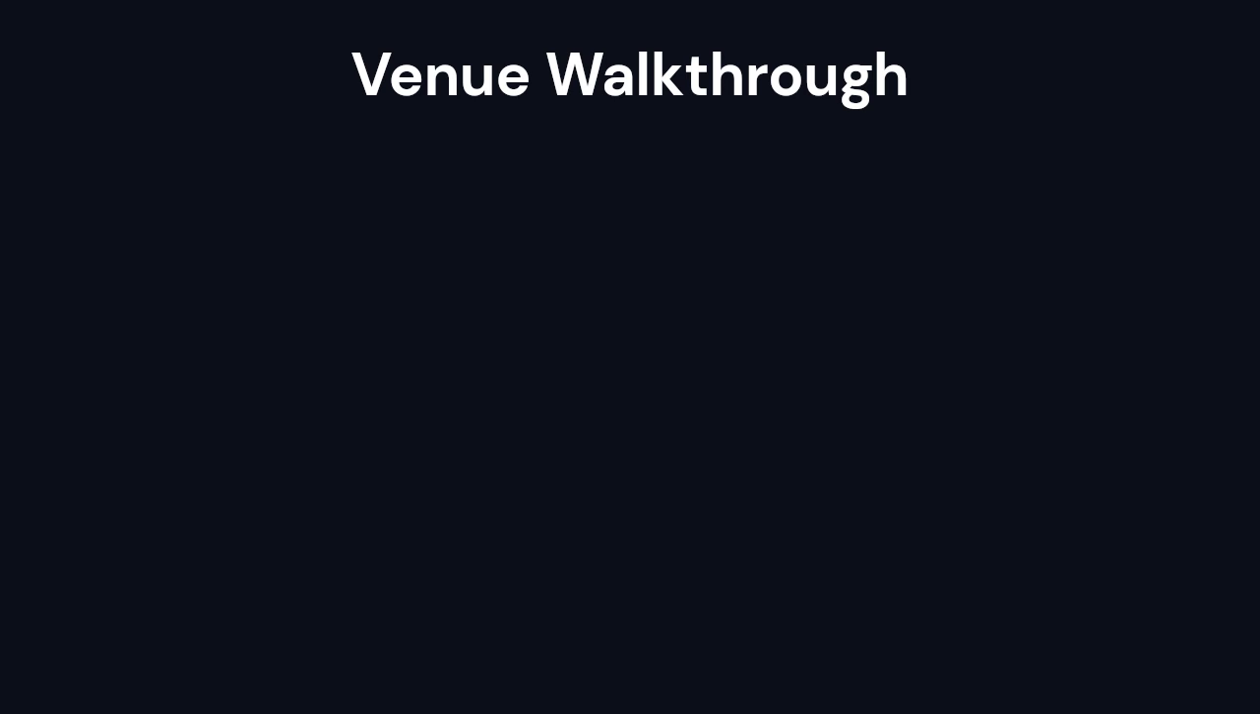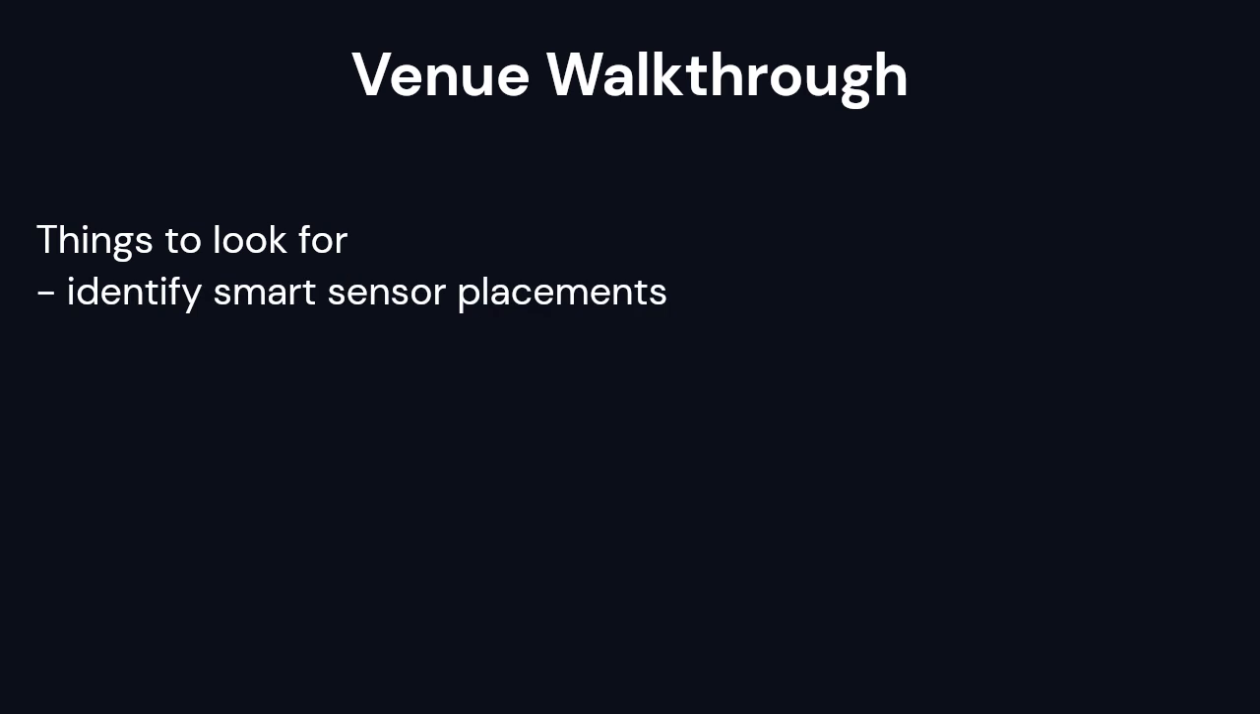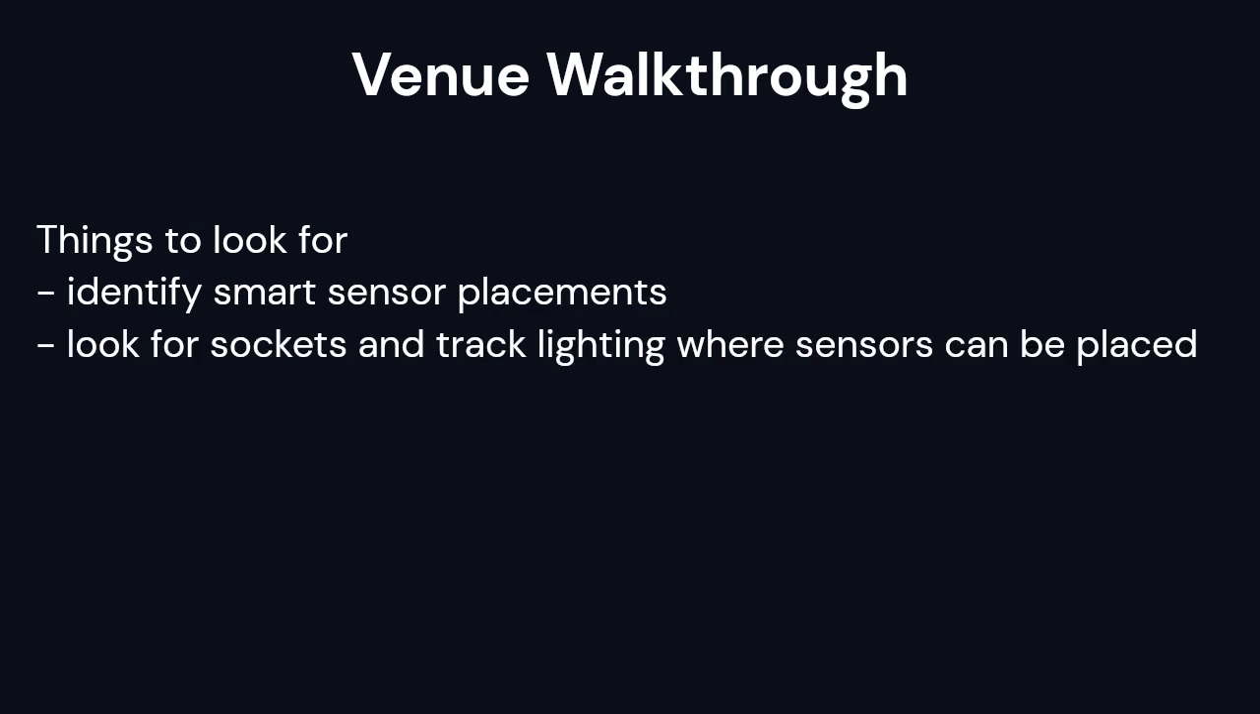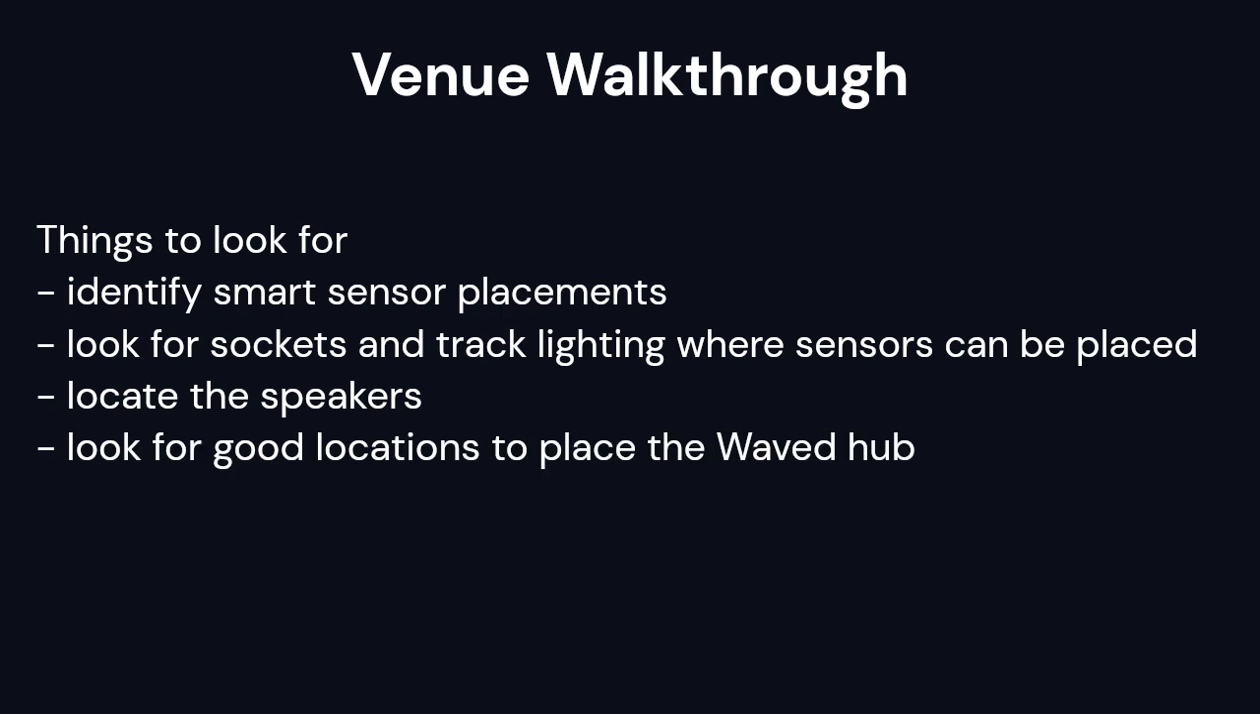When arriving at an installation, it is always smart to walk through the venue and create a plan of action. When doing the walkthrough, there are several things to look for and think about. Identify smart sensor placements. Look for sockets and track lighting in locations where sensors should be placed. Locate the speakers. This is helpful when finding locations for the sensors, as the sensors shouldn't be placed too close to the speakers. Look for good locations to place the Waved hub.